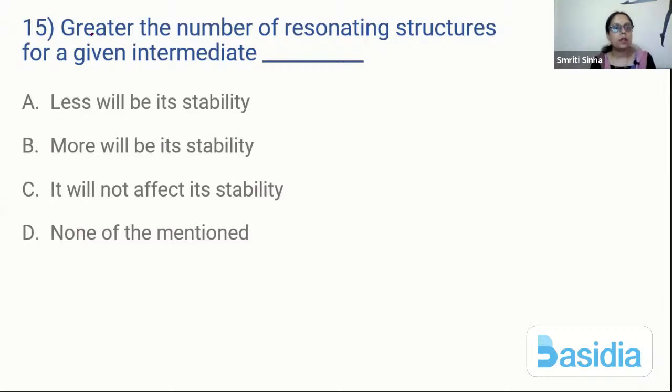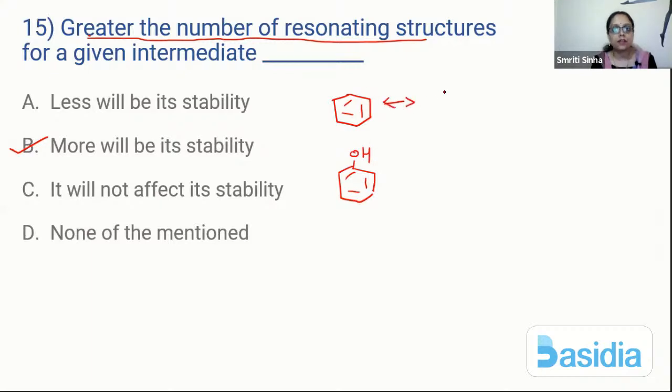Next, greater the number of resonating structures for a given intermediate. Remember, the more the number of resonating structures, the more the stability. So the benzene ring is less stable than phenol, because in benzene only two resonating structures are possible, but in phenol various resonance structures are possible. Actually in phenol 5 resonating structures are possible, in benzene only 2. Therefore phenol is more stable than benzene, and hence the more the number of resonating structures, the more the stability.